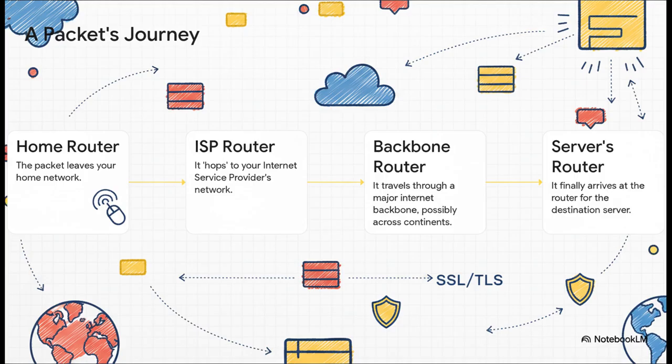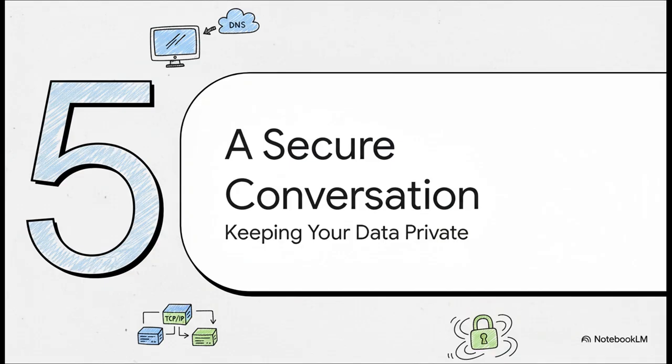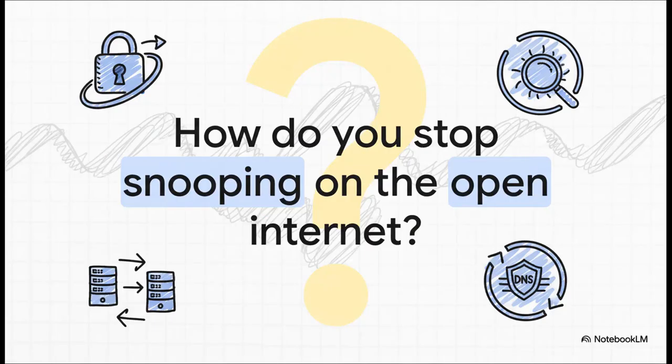And here's the cool part. Each router makes its own decision about the best next hop, all working together to get your packet there as fast as possible. Okay, so our data packets are bouncing all over the public internet, passing through all these routers owned by who knows how many different companies. And that should raise a pretty big red flag, right? I mean, how can you be sure that someone isn't sitting in the middle, grabbing your packets and just reading everything inside? Your passwords, your credit card info, all of it.